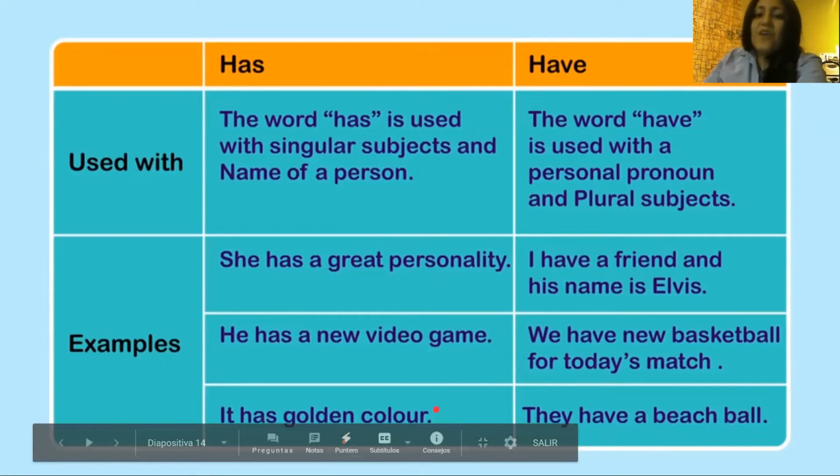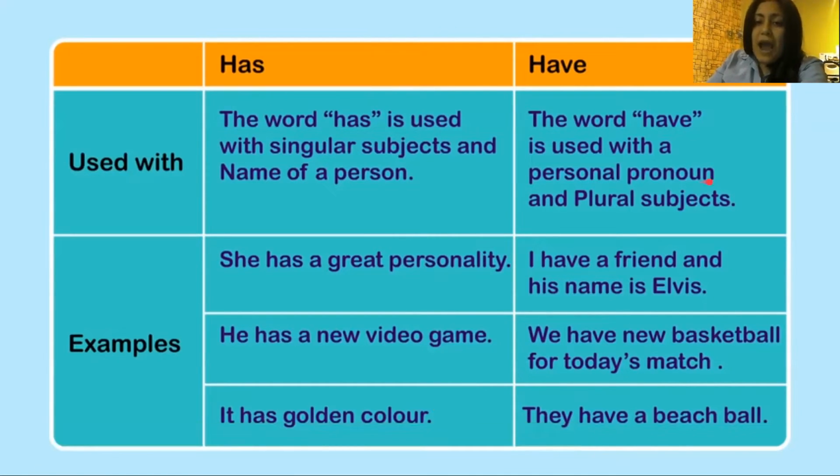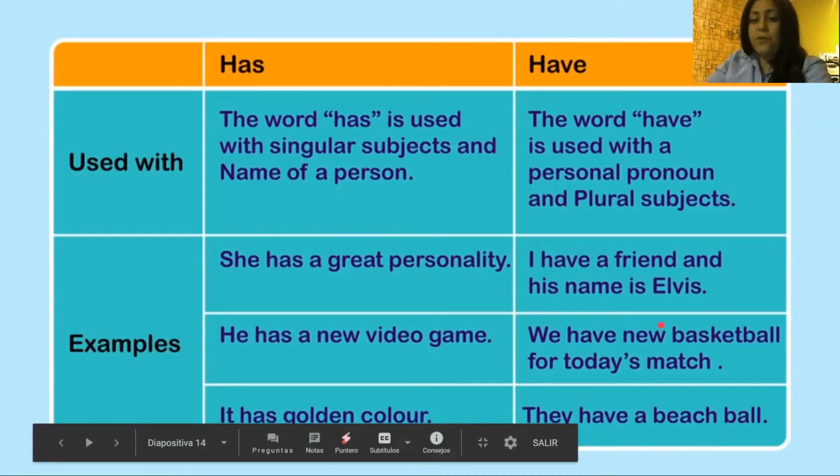Okay, the word have is used with personal pronouns and plural subjects. For example, I have a friend and his name is Elvis. We have a new basketball for today's match. They have a beach ball.